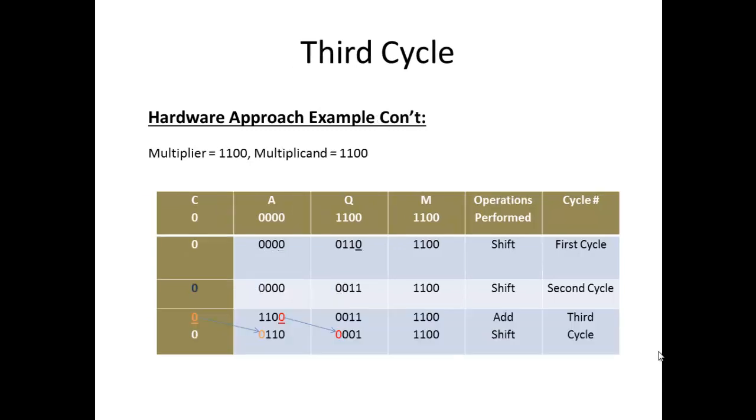In the third cycle, the least significant bit of Q is 1. Hence, the partial product is 1, 1, 0, 0, and when summed with 0, 0, 0, 0 gives 1, 1, 0, 0. Hence, that is the value stored in the accumulator when the add operation is executed. Next comes the shift function. It follows the same rules that were executed in cycles 1 and 2.